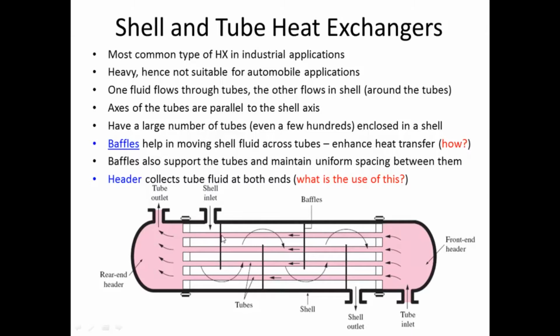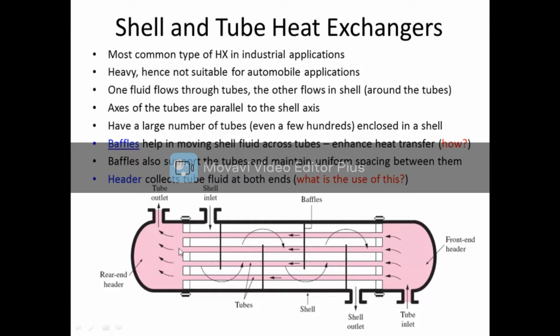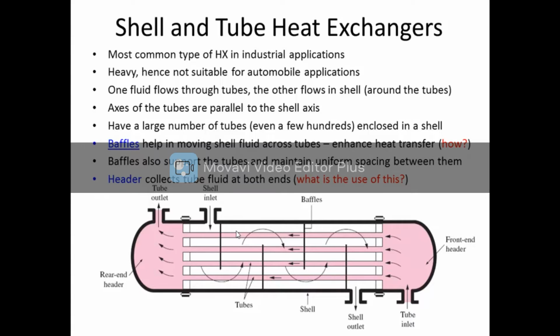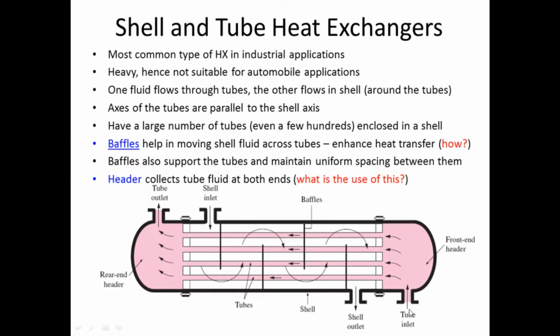These are the tubes which are carrying one fluid, shown by the pink color, and the space between the tubes is shown by white color, that is the shell. The axis of the tubes remains parallel to the shell axis. It can have a large number of tubes, even a few hundreds. This increases the area of heat transfer, and we can achieve a large amount of heat transfer within a given space. So again, as we can see, the tube fluid comes in here.